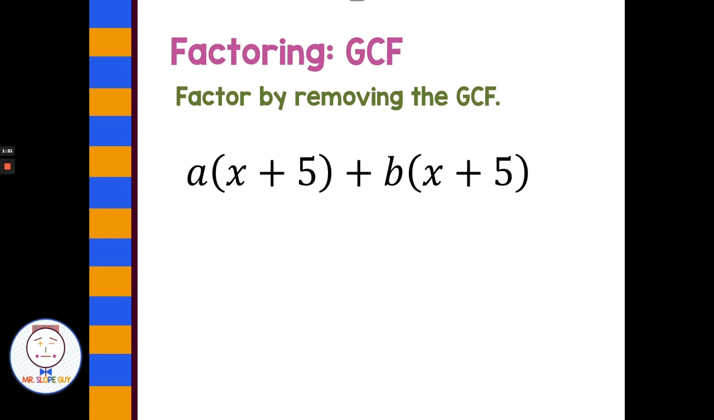Numbers being multiplied are factors. So I could pull out the whole addition sentence x plus 5 and be left with a plus b. So I used an entire addition sentence as a factor.